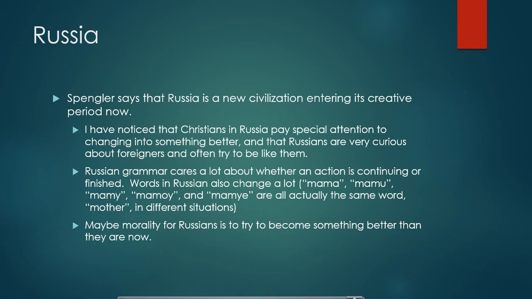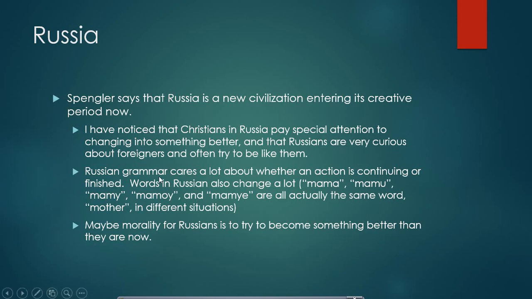And Russians are always very curious about foreigners and often try to be like them. You might not know this, but during the Napoleonic era, Russian nobles learned French. And after World War II, it was very common for Russians to learn German in school. And when I lived in Russia, a lot of Russians were just very curious about me, and they wanted to know everything about me. So Russians like to change.